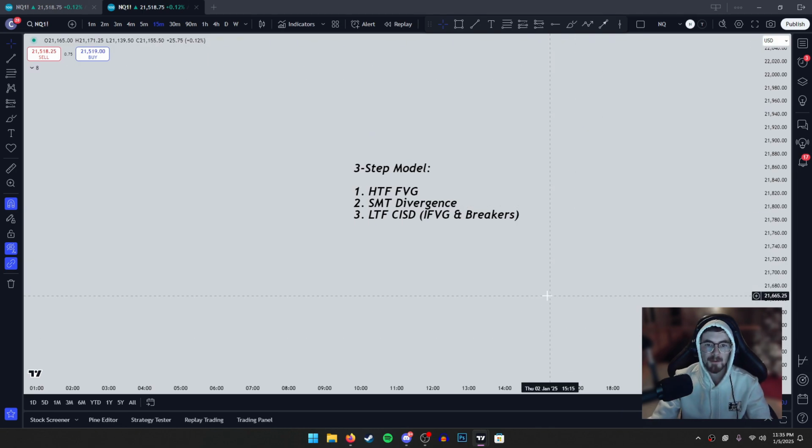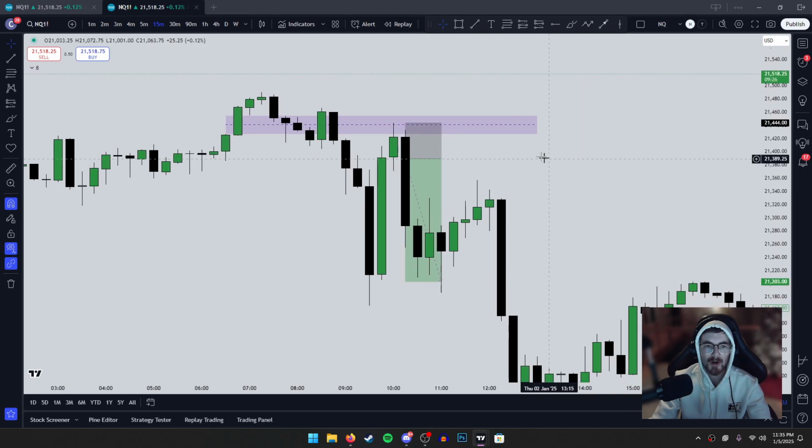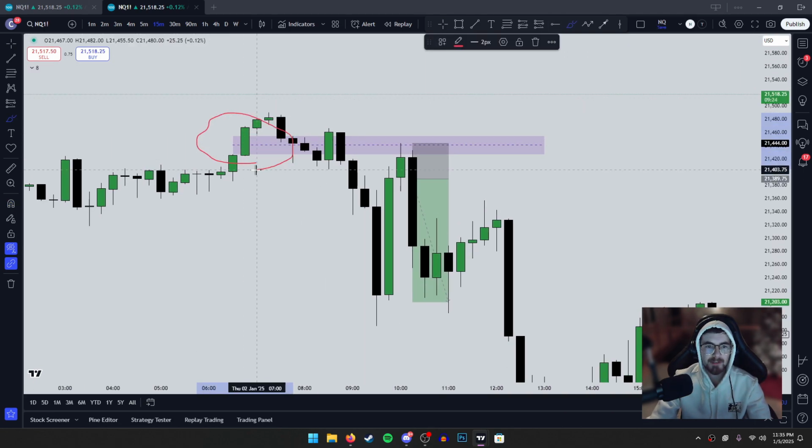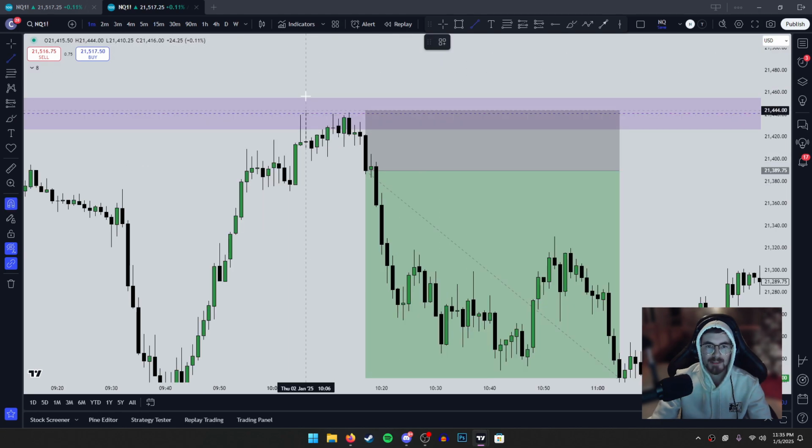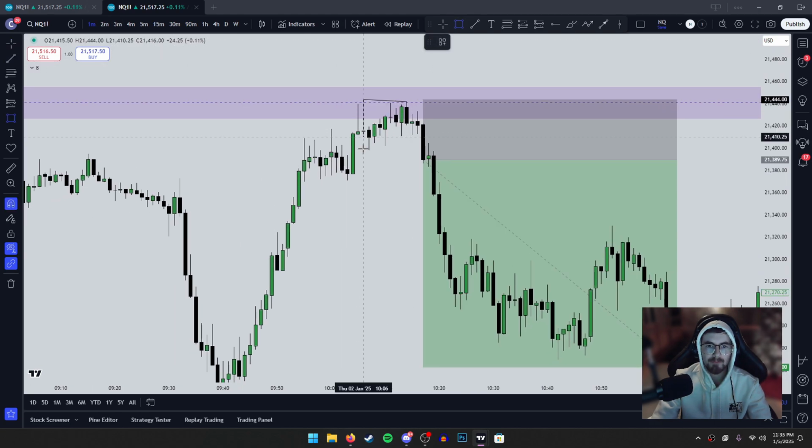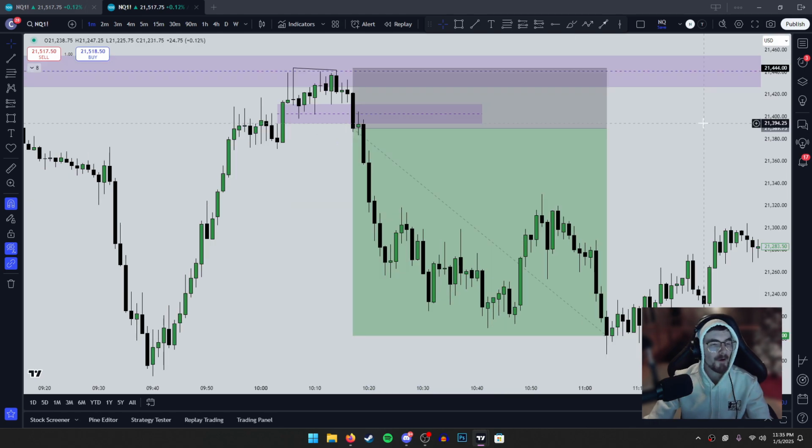Find a high time frame gap, use SMT divergence to confirm that gap, and then use low time frame CISD to find your entry. This being a primary example of that, we have a 15-minute IFVG, we have SMT down here on the 1 minute, and we have an inversion gap right here. Now, obviously, this is the bare bones of the model. I will get much more in depth over the next 20 days, but this is the basic framework of the model, so at least you guys can go start backtesting this.